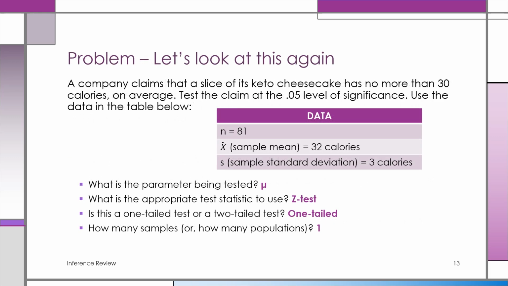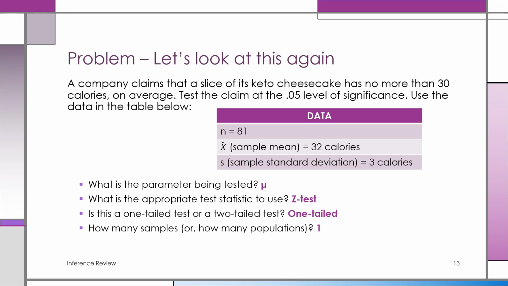All right, so here's the problem again, looking at it in the context of what can I do? What have I learned that I can apply to this problem? What is the parameter being tested? Well, it must be mu, because I have an X bar there from my sample. And the company's claim that you're testing is that the cheesecake has no more than 30 calories on the average. So we're making inferences about the population average, about mu.